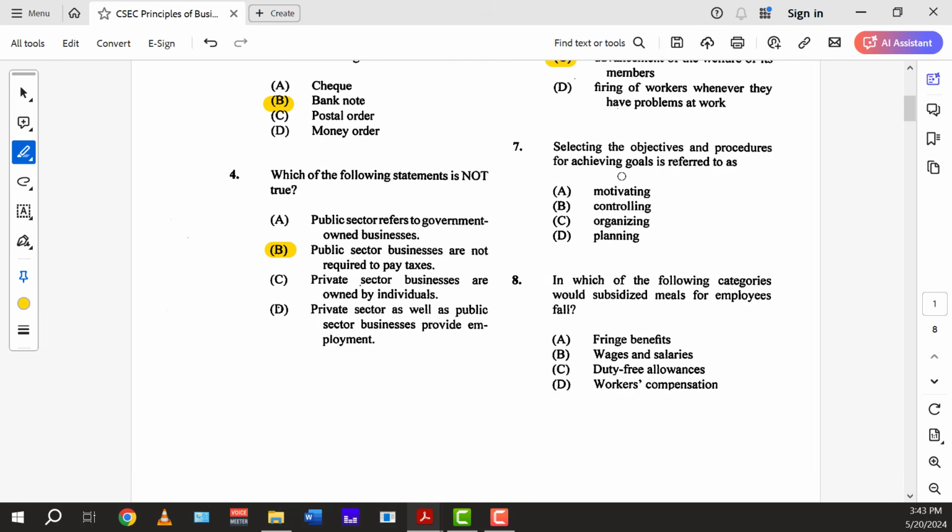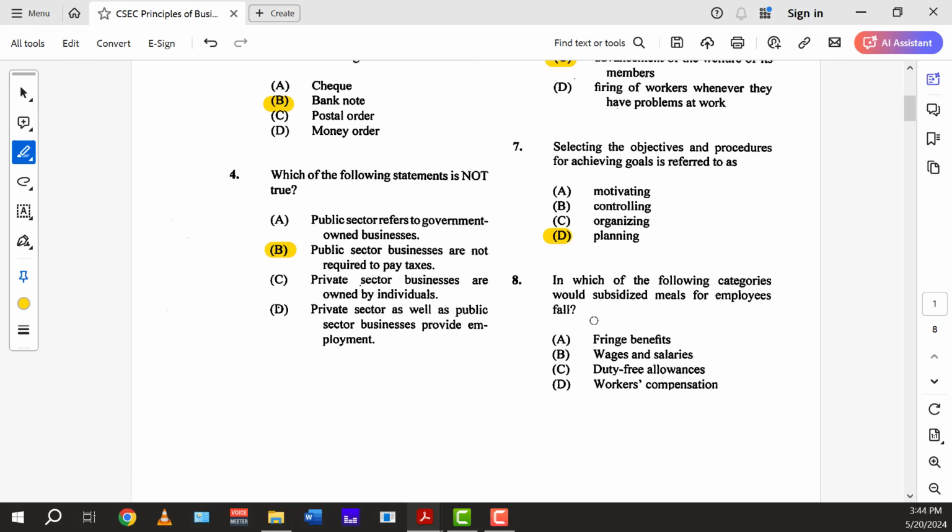Number 7, selecting the objectives and procedures for achieving goals is referred to as A, motivating, B, controlling, C, organizing, or D, planning. And the best answer is D, planning. Of course, organizing is getting the resources that you would need to fulfill the plan. And controlling is, of course, making sure that you're monitoring and steering whatever is going on when you're executing the plans.